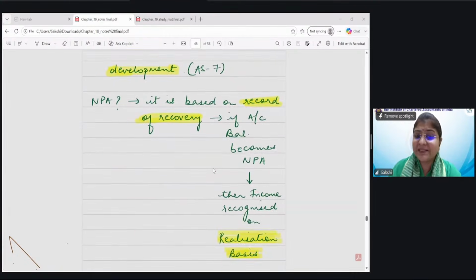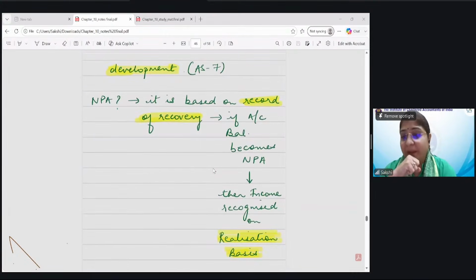Now, when does this kind of takeout finance become NPA? It is based again on record of recovery, meaning as and when you are recovering it. If the account balance becomes NPA, like any other balance, you will treat this as NPA. And then income is recognized on realization basis, like any other NPA. Can you just imagine, you have done AS 9 here, AS 7 here, AS 19 here? Are you even realizing?